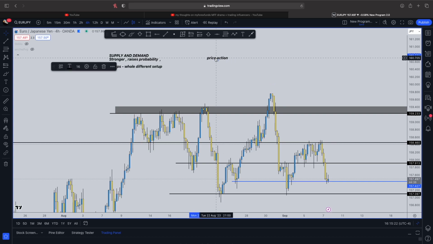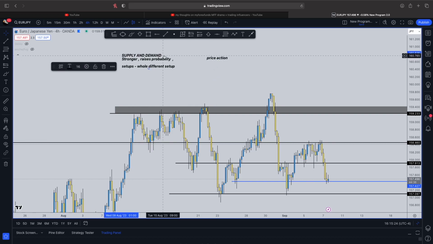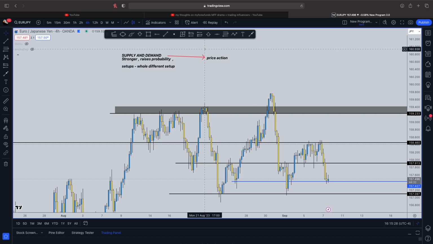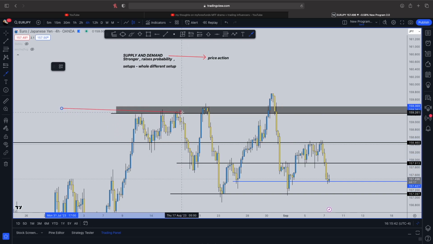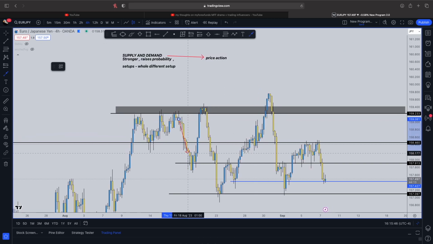So a supply and demand level can set you up for a completely different type of setup that relies solely on price action. Now, what is price action? Price action is literally just reading what the candles are doing. So if I'm looking over here, and I see that price has rejected this area 1, 2, 3, 4, 5, 6 times, at some point I think it's going to drop. It's not breaking through. And guess what happens? You just simply read price action and price drops.